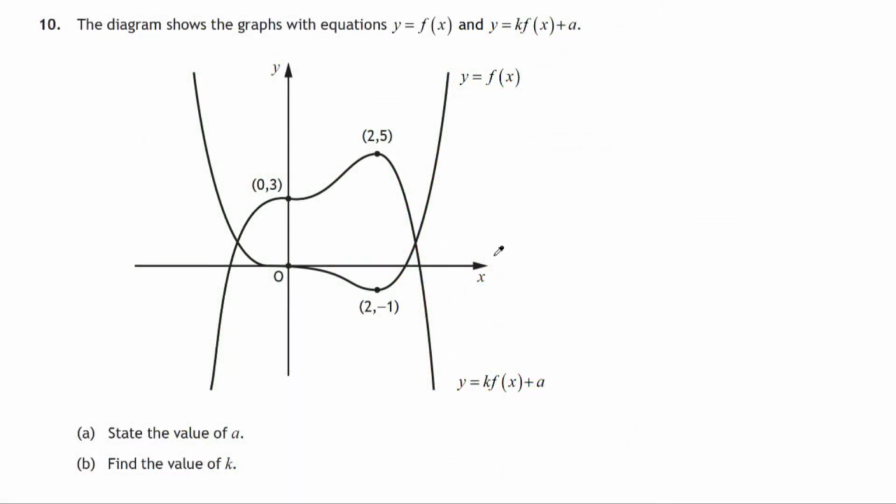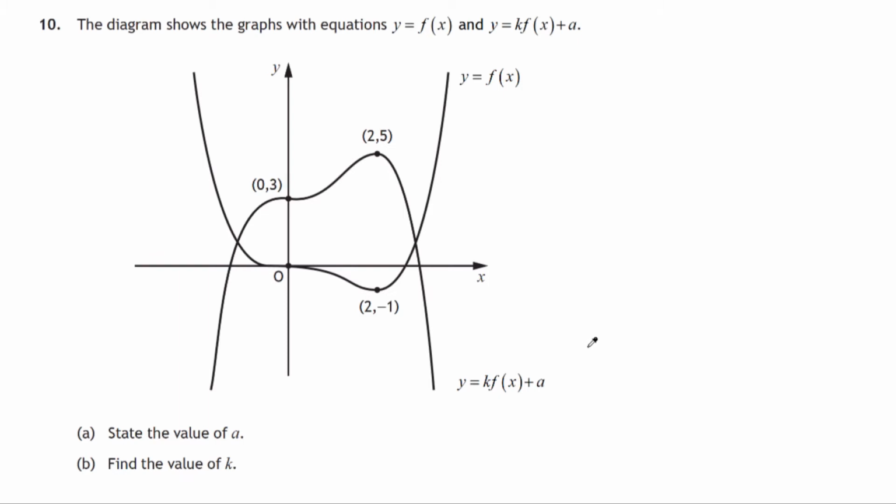In this question, we're shown a couple of graphs. One of them is y equals f of x, and another one is a transformation of this graph. We've taken the formula for this graph, multiplied it by a factor of k, and then added a constant a. And they're asking us to find the value of a and the value of k.